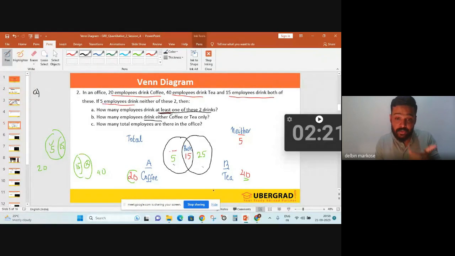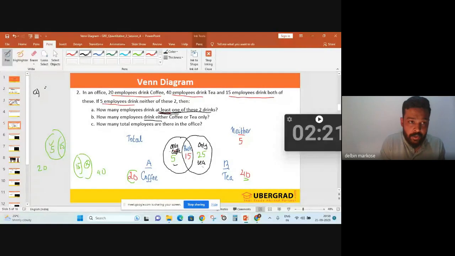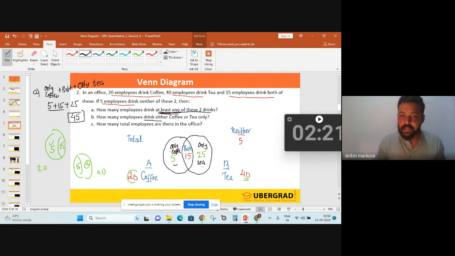Right? So there is coffee, there is tea. We know what the meaning of minimum one of this drink is. It means you can consider only coffee drinkers, and both, and only tea drinkers. Clear with this? These are the three categories for the first question. So it will be only coffee drinkers plus both and only tea drinkers. Okay, so that will be 5 plus 15 plus 25. This will be 45. Is this clear to everyone?